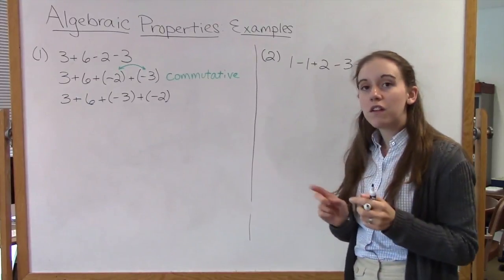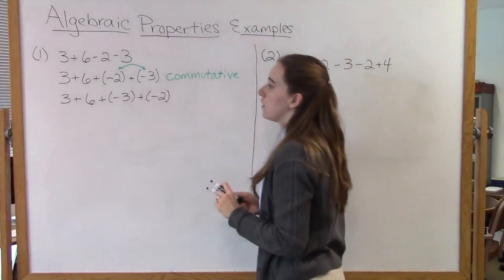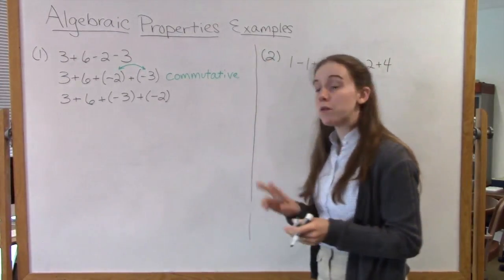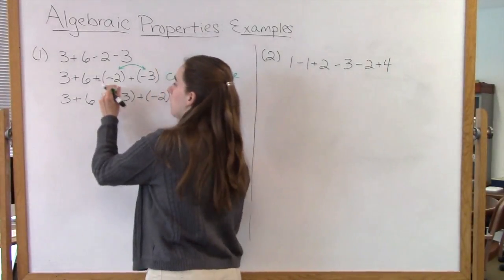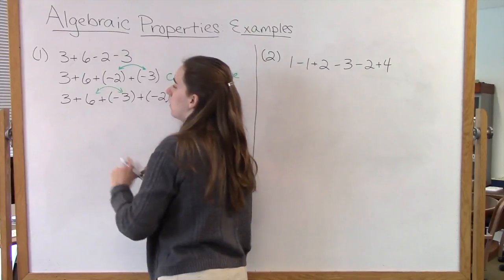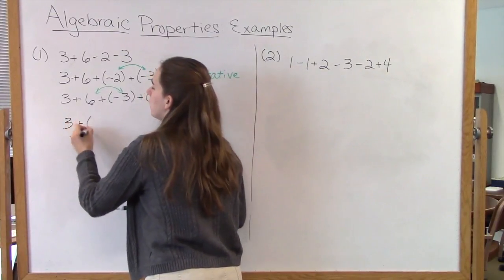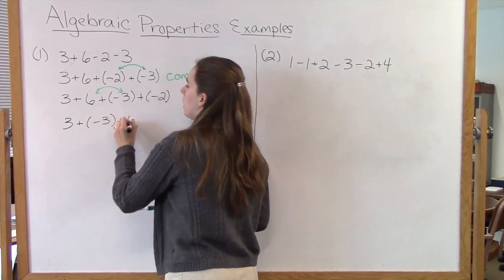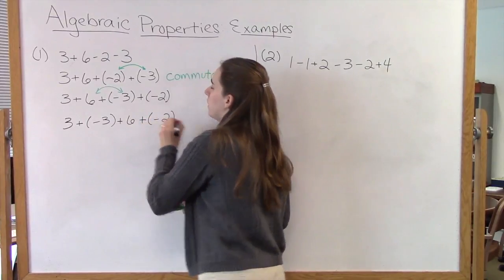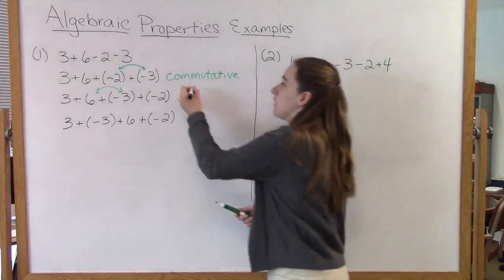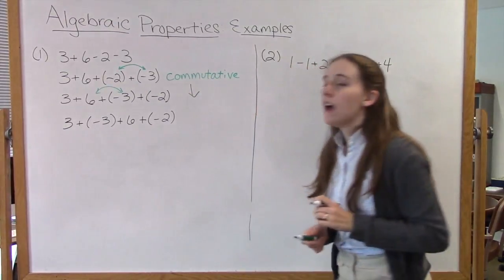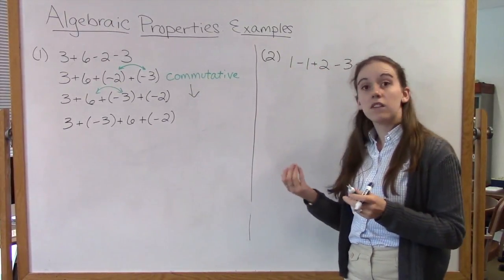Now I still don't have 3 and negative 3 together, so I think I want to do that one more time. I want to switch that plus 6 and that plus negative 3. So I'm going to switch these two. So I have 3 plus negative 3 plus 6 plus negative 2. So now I've used the commutative property again, and I have 3 and negative 3 together.